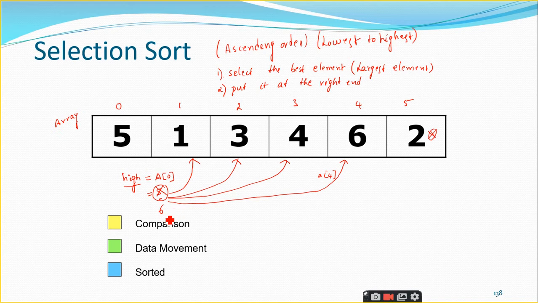Now, my high value is 6, then again repeat the process, compare 6 with the next element, that is a of 5. A of 5 is 2. Since 2 is less than 6, you retain the value of high as 6 itself.